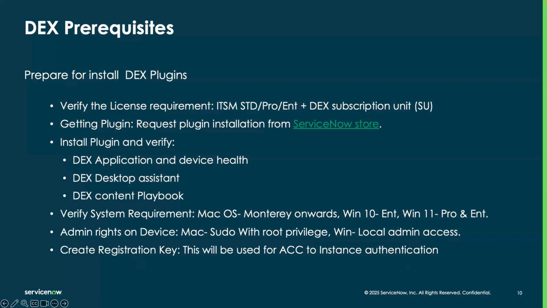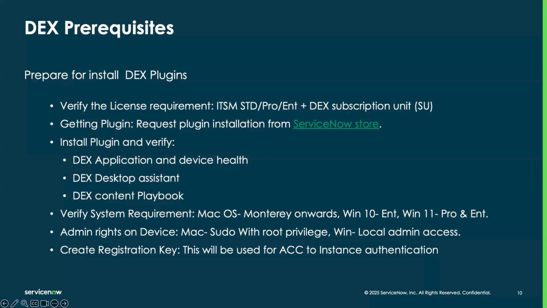We would like to start by making sure we have the license requirement matched up. We recommend our customers have at least an ITSM Standard, Pro, or Enterprise license along with the DEX subscription units. We also want to call out, make sure we have the plugins available, and you can request DEX plugins via the ServiceNow Store. Install those plugins and verify they are showing in the instance. These are the key plugins which we will cover as part of the demo as well.